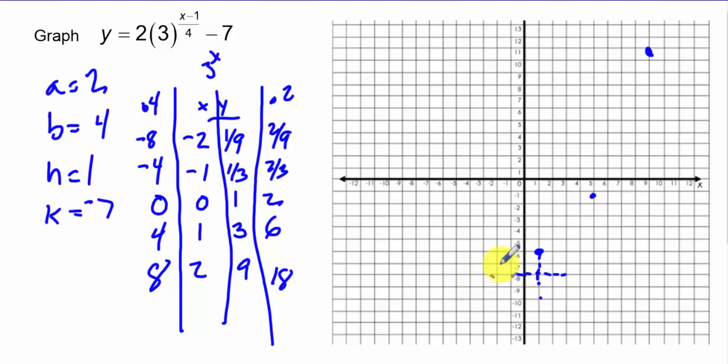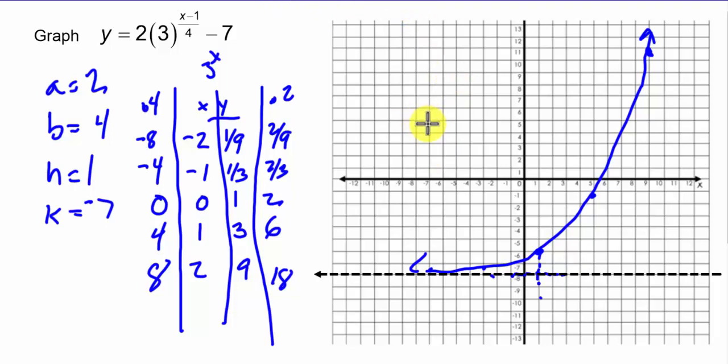Then I go back 4, up 2/3. 1, 2, 3, 4, up 2/3. And back 8, and up very little. Graph this guy so you see it's stretched, and it increases a lot more. I'll put my horizontal asymptote in there, right here. And check a point, always do that.